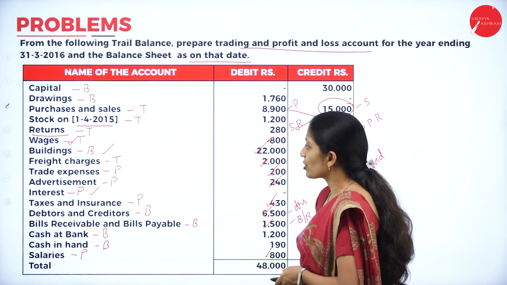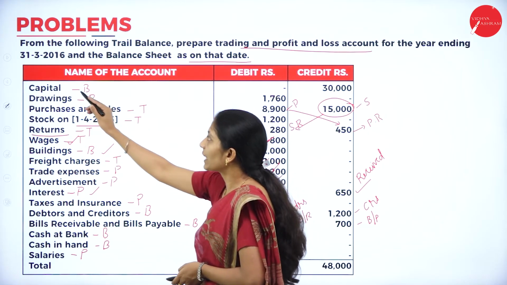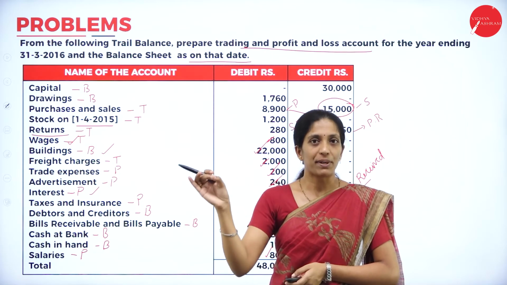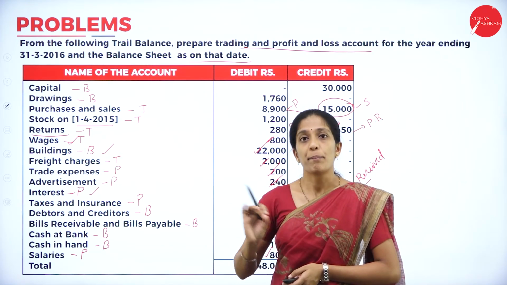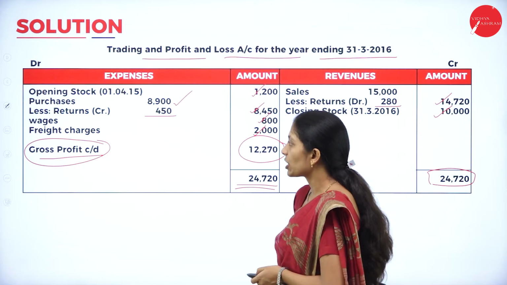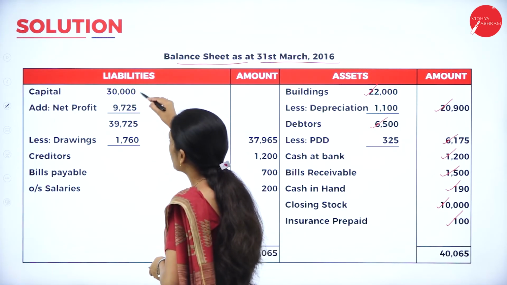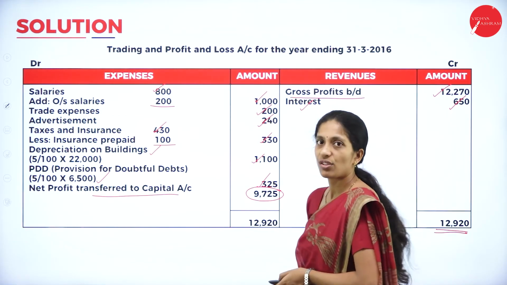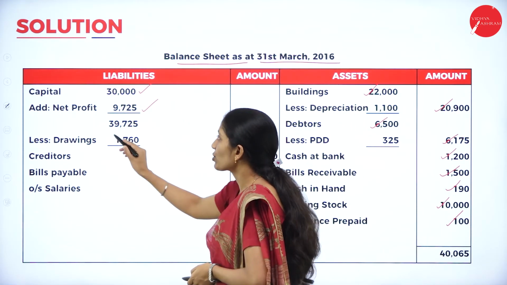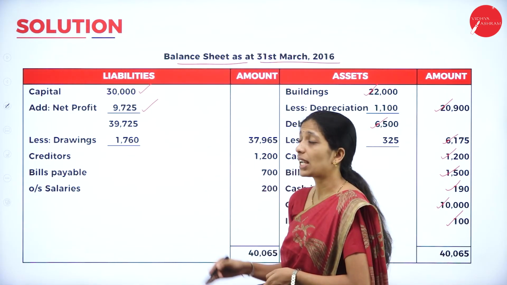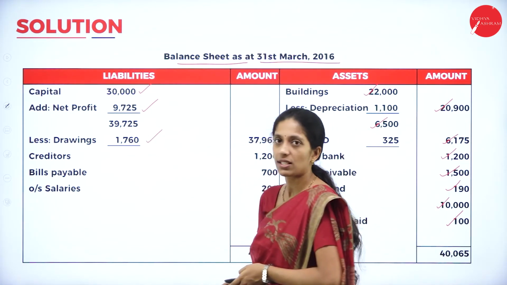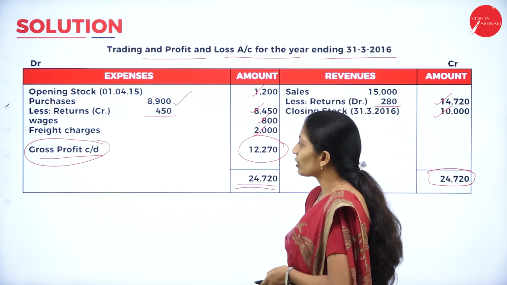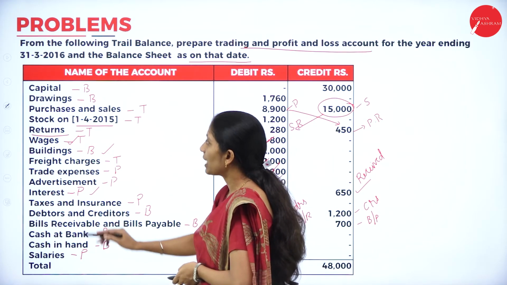Now come to the liabilities. So which are the liabilities we have? So we have capital and drawings, correct? So using this, how do we write? Capital, add net profit, minus drawings. So capital 30,000, add net profit. So what is the net profit we got? 9,725. Add net profit, so I'll get 39,725, minus drawings. Drawings is 1,760. So I'll get 37,965. So we are done with capital as well as drawings.